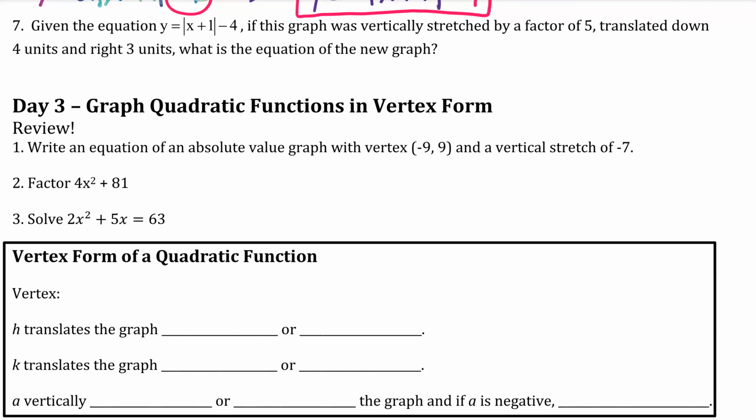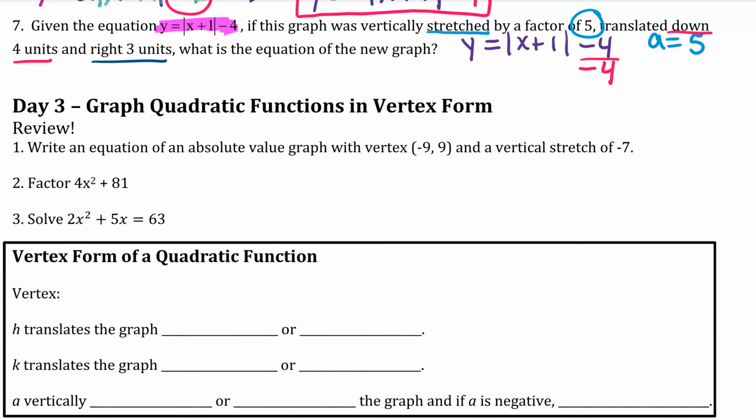Now, number 7, you start with an equation. You are given y equals absolute value of x plus 1 minus 4. So I'm going to write that down. And then there are all these changes that are going to happen. If the graph was vertically stretched by a factor of 5, that's your a value. So maybe off to the side, write a equals 5. Then we're going to go down 4. So if I go down 4, I know that affects the k, which is right here. So I'm going to do minus 4 to that 4.